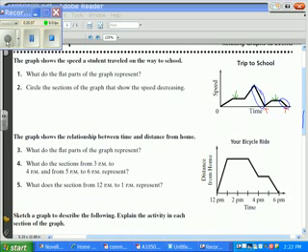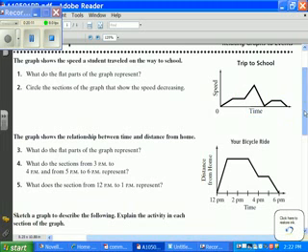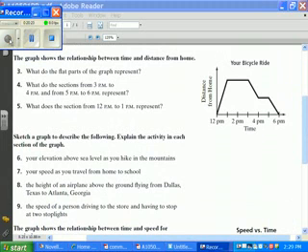Okay, so let's look at the next one. The graph shows the relationship between time and distance from home. So what you're going to do is answer 3, 4, and 5. Take a couple minutes and answer those 3 questions. We'll go over them in a second.